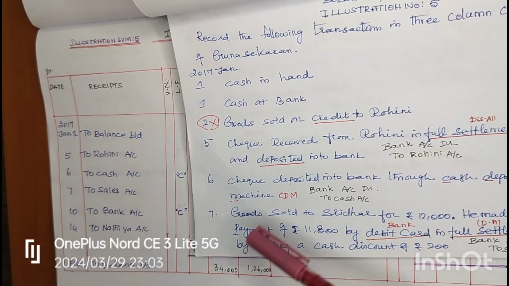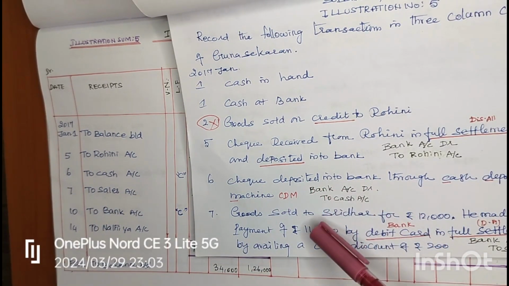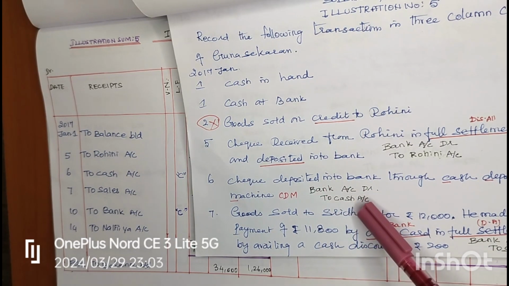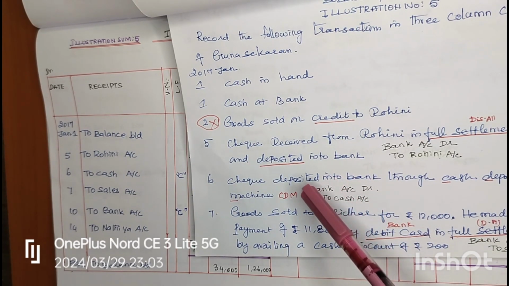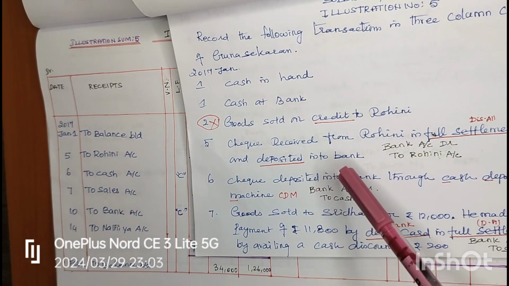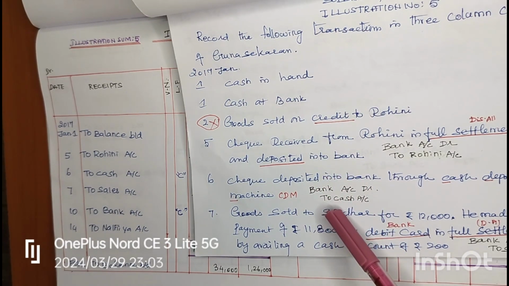We check deposited into bank means what is the journal entry? Bank account debtor to cash account. Our bank account increased because you deposited a check. So your bank account increased and your cash account decreases. So bank account debtor to cash account.